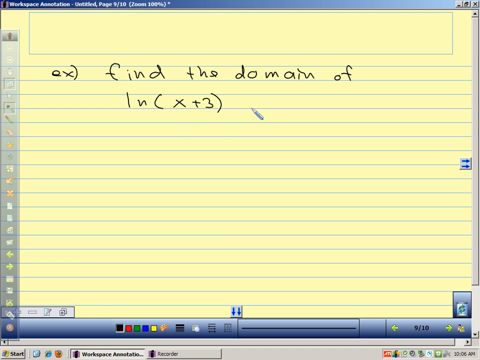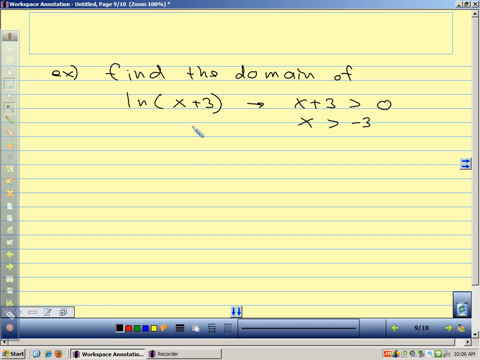So to find our domain, I say that x plus 3 has to be greater than 0. Whatever we plug into our function has to be bigger than 0. And if I solve this, I get x has to be greater than negative 3. So our domain for this function would be all x greater than negative 3, because I can't plug 0 or a negative number in here. So as long as this whole thing is greater than 0, I'm okay.